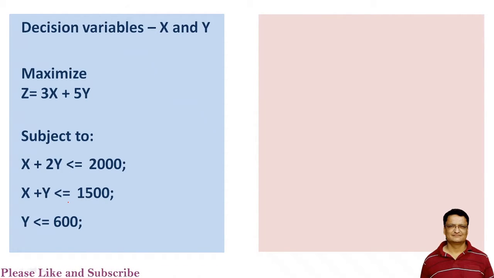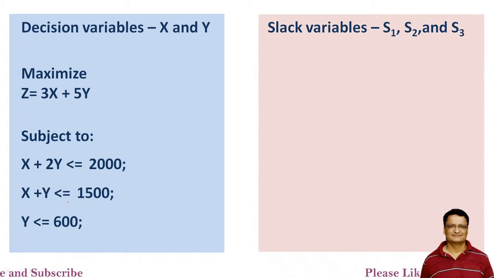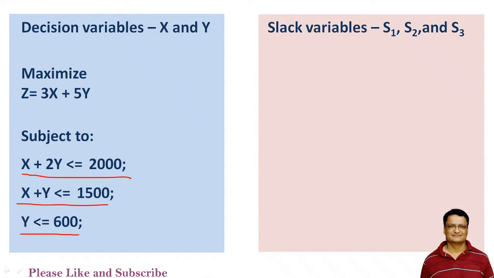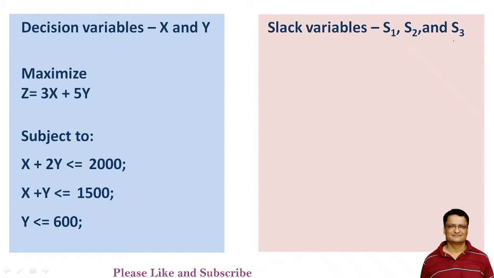So what is a slack variable? A slack variable is a variable which represents the unused resource. For every constraint we will add one slack variable. As we have 3 constraints, we will be adding s1, s2 and s3, 3 slack variables, and these 3 slack variables represent the unused resources.